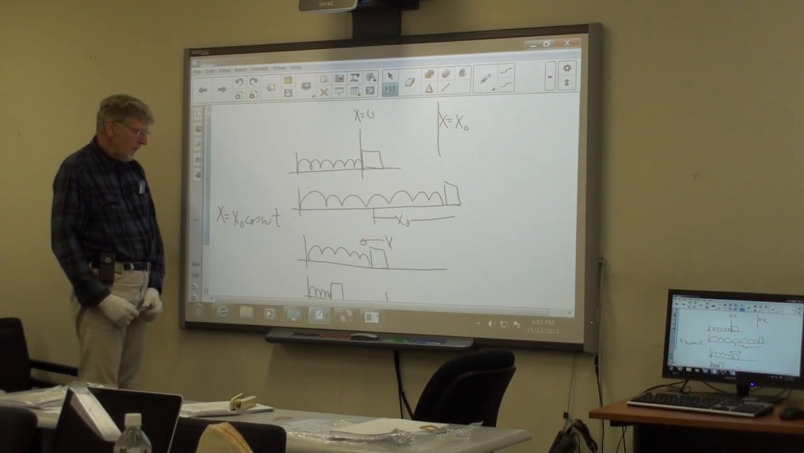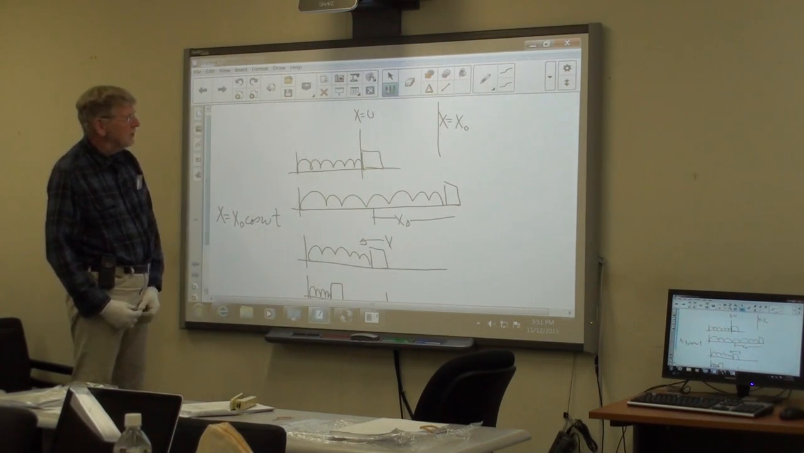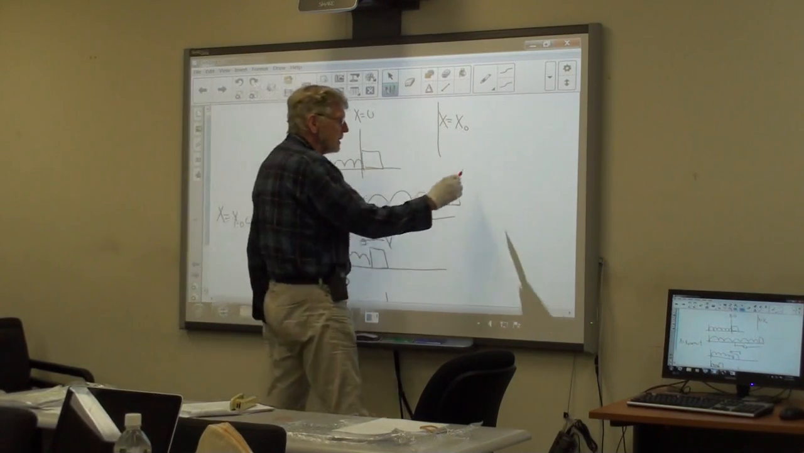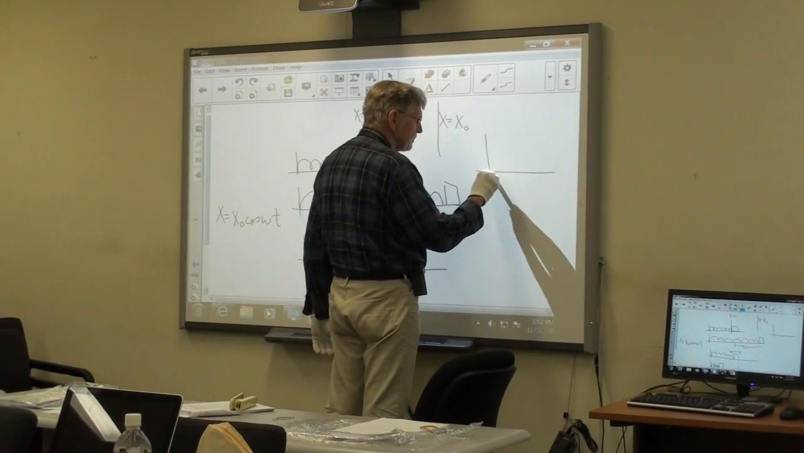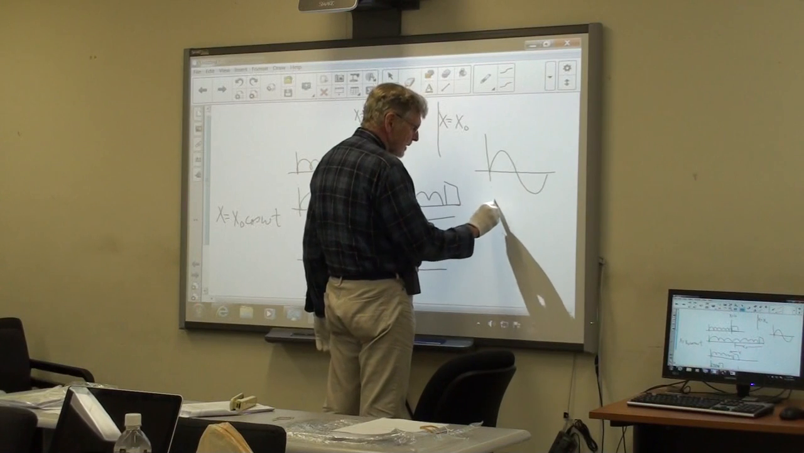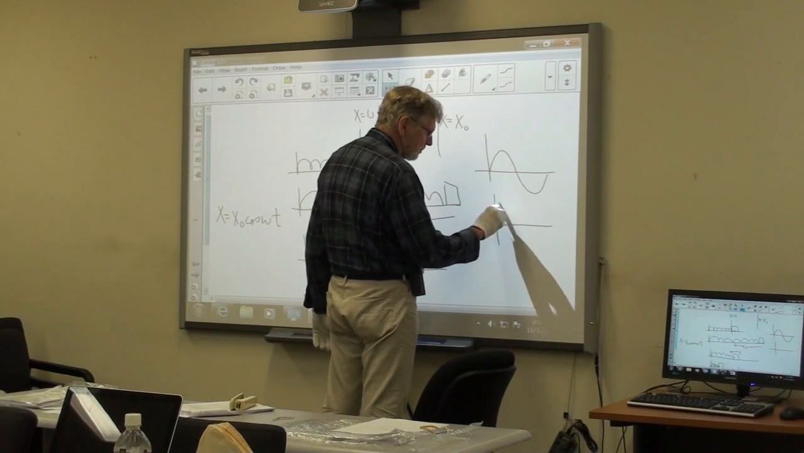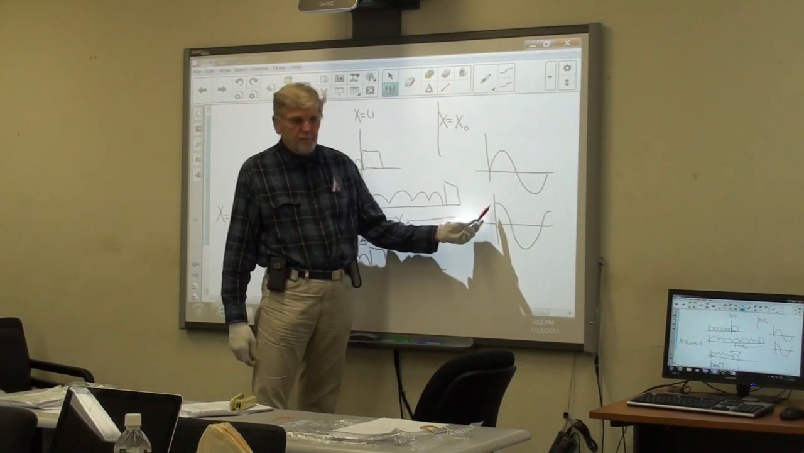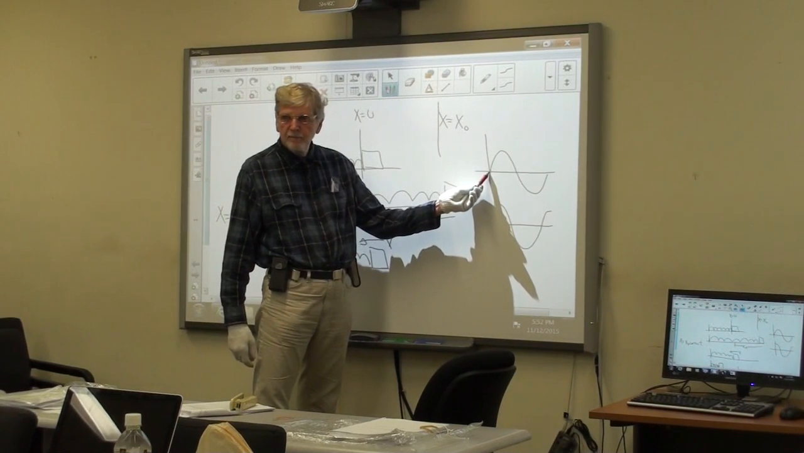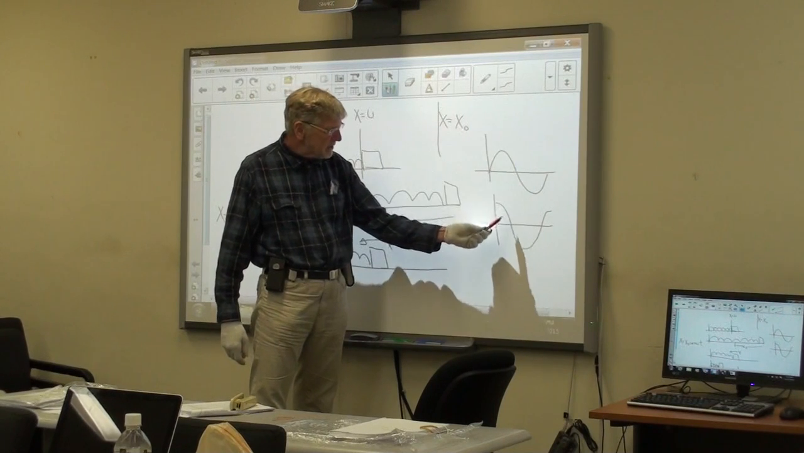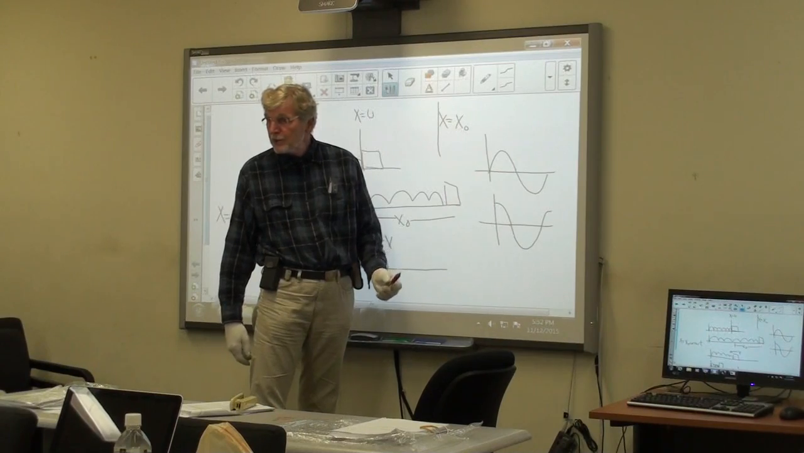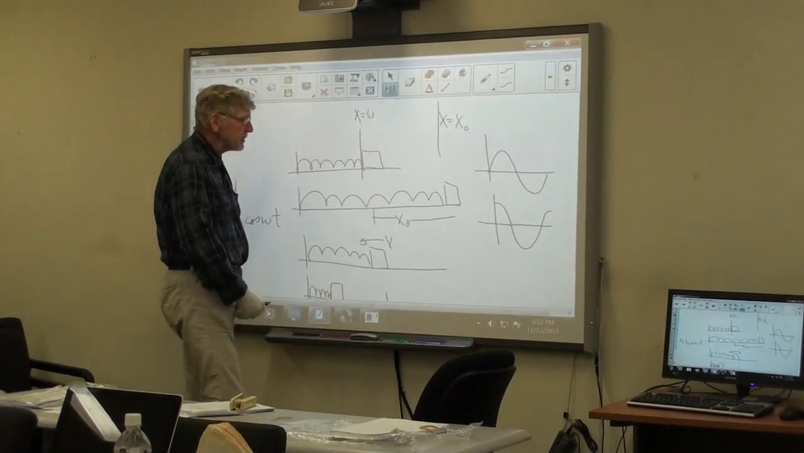Now, let's go to these initial curves that we have. If this is the sine function, and this is the cosine function, when the cosine is maximum, what's the sine? Zero. When the sine is maximum, what's the cosine? Zero. Right, so they switch, don't they? Yeah. So now look at this.